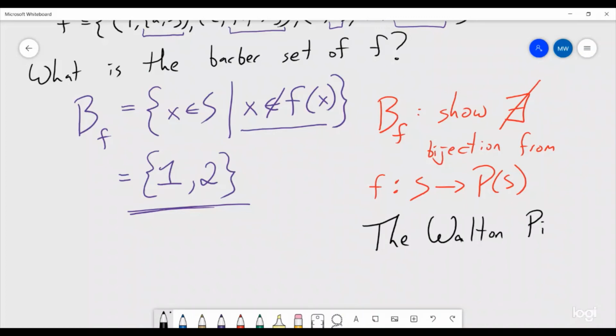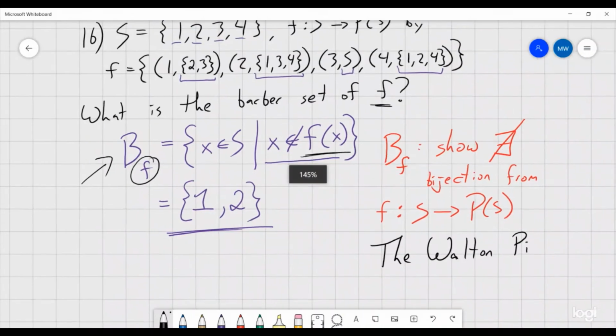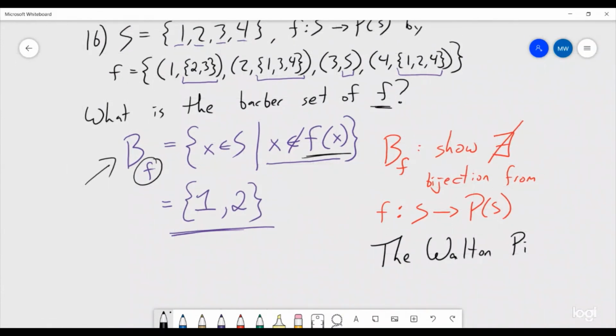But yeah, that's what the Barber set is. That's what it gets used for. The Barber set of a set does not exist. You have to also have a function. So the Barber set with respect to what function? Because we need a function to define the Barber set. Because we have this set and this function, we have a way to find the Barber set.